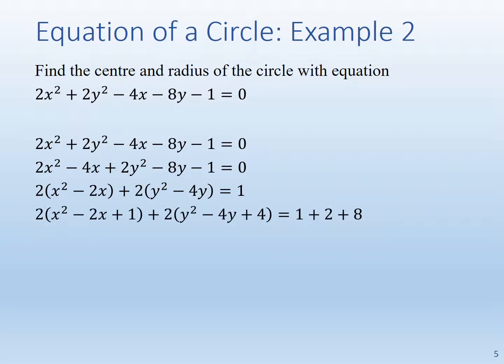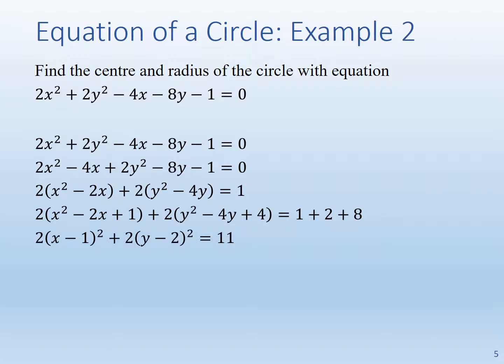Now we need to complete the square for both x and y. So we need to add some amount here, and it's always half of this number and squared. So half of 2 is 1, squared. And likewise here we need to add half of 4, which is 2, and square it. So we've added 2 times 1, which is 2, and 2 times 4, which is 8, which we add on both sides of that equation.